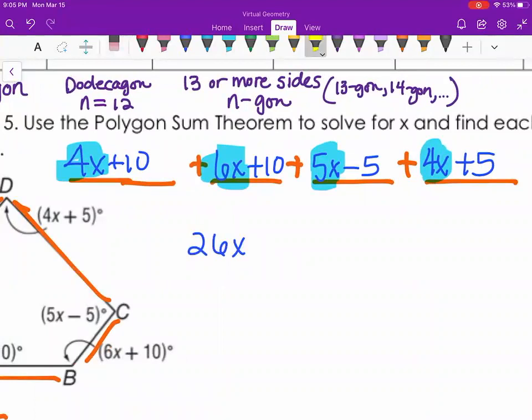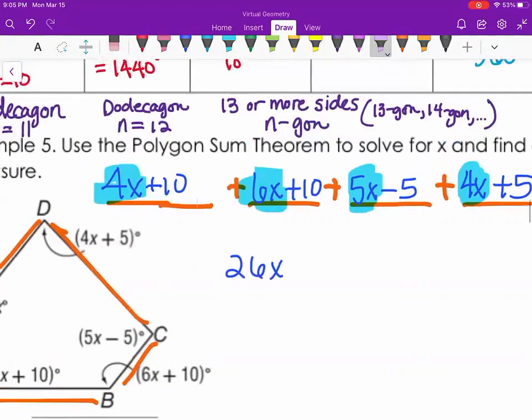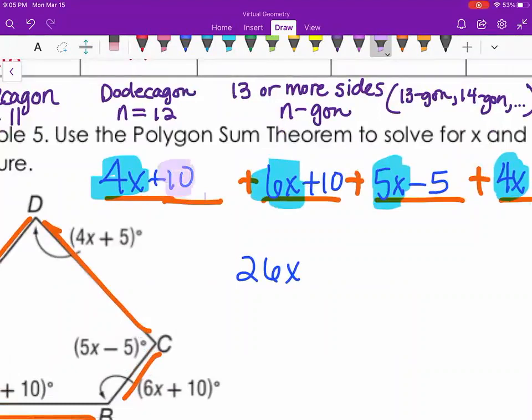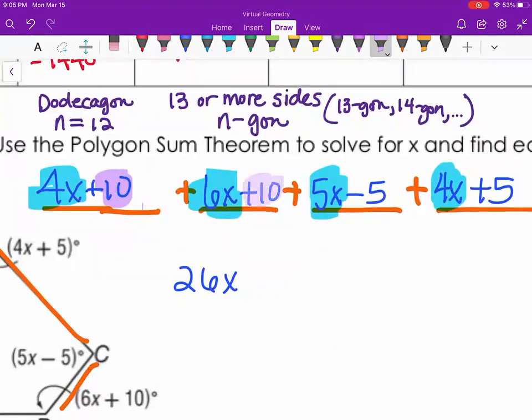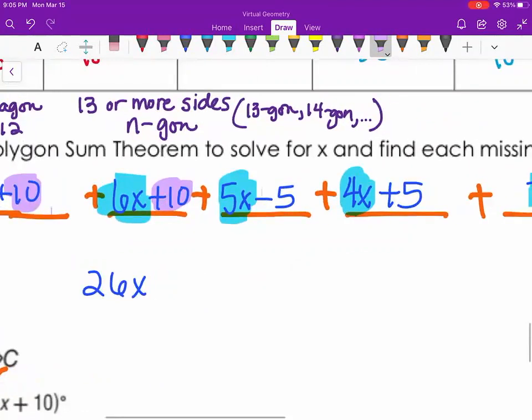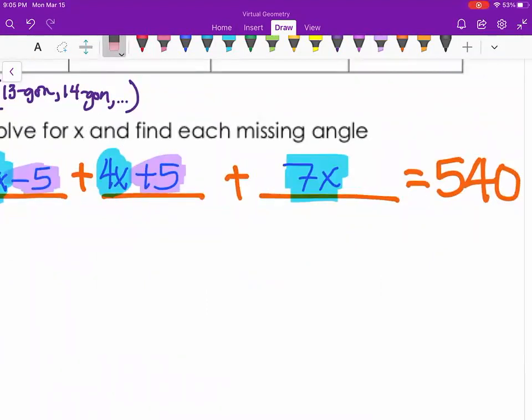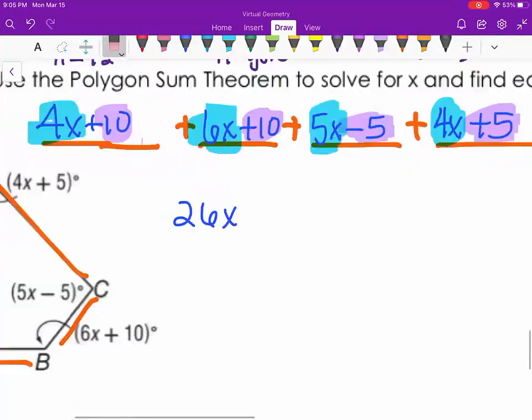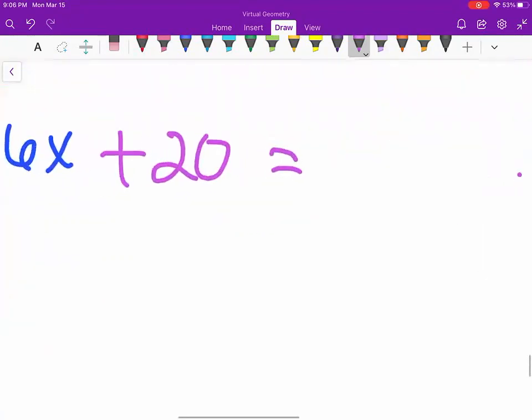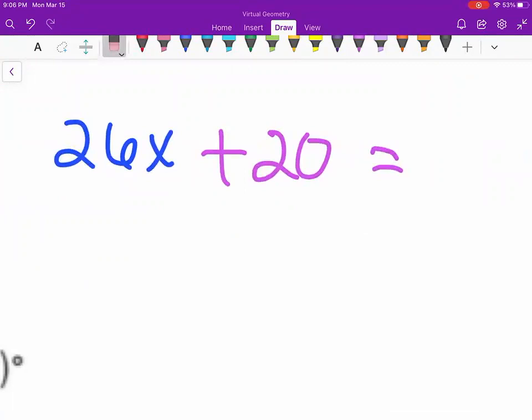Okay, now we have combined all our x's. Now we need to combine the constants, the plain numbers. So we're looking at the 10 plus another 10, so that makes 20. 20 minus 5 puts us at 15, plus another 5, which puts us back to 20, and there is no constant with the 7x, so we are at a plus 20. And that is still supposed to equal our total down there at the end, 540. Now we have an equation that we can solve.